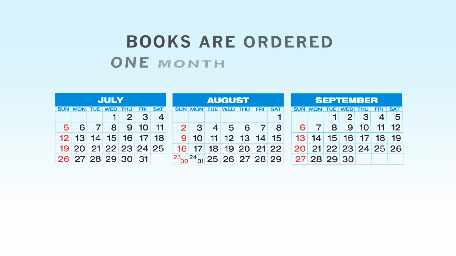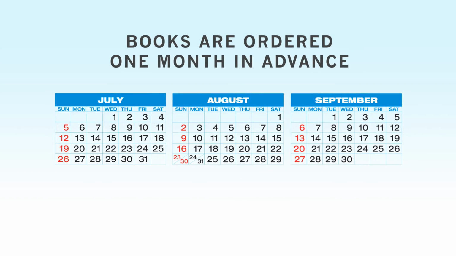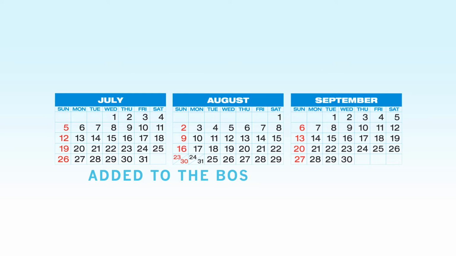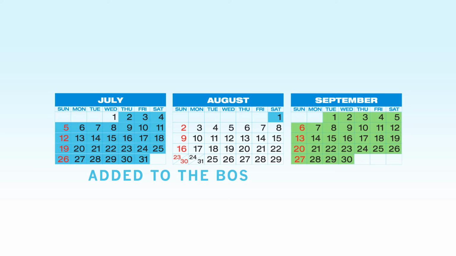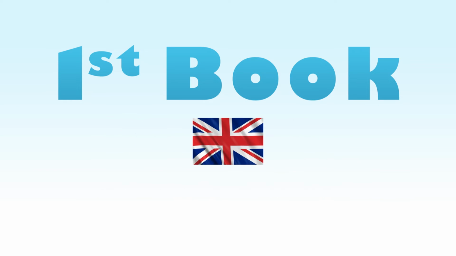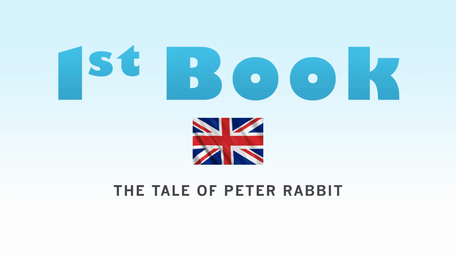Remember, books are ordered 1 month in advance. As an example, if pending children are approved or manually registered children are added to the BOS between July 2nd and August 1st by 5 p.m. Eastern, they will be included in the September book order. The first book all children get is The Little Engine That Could. In the United Kingdom, the welcome book is The Tale of Peter Rabbit.